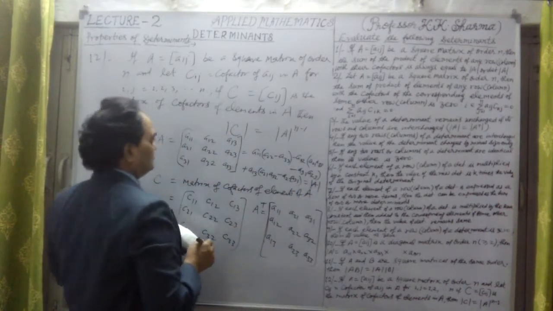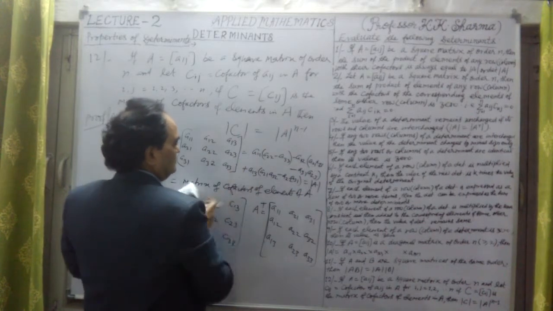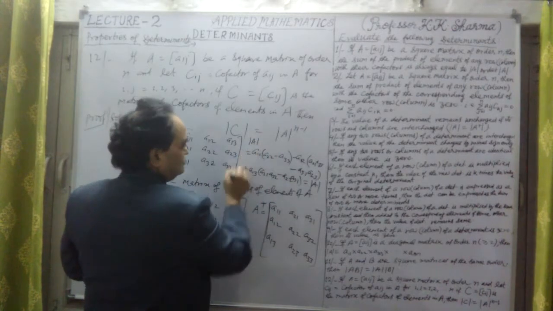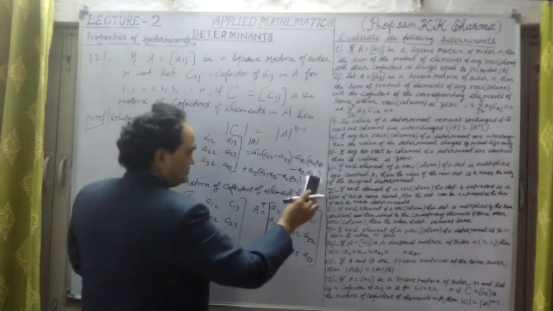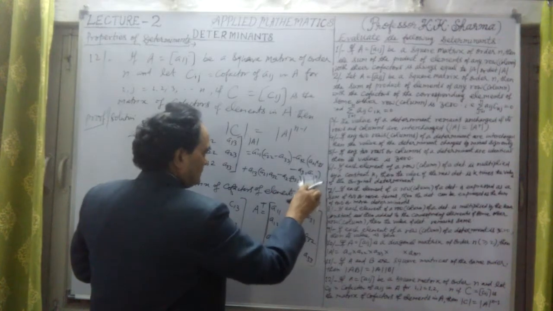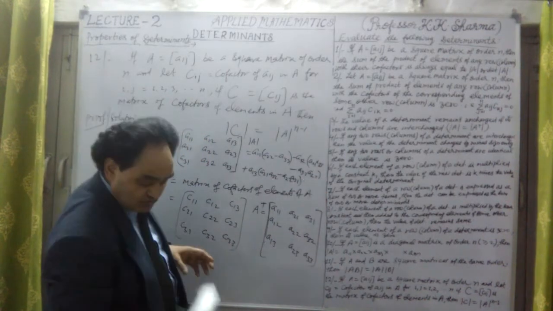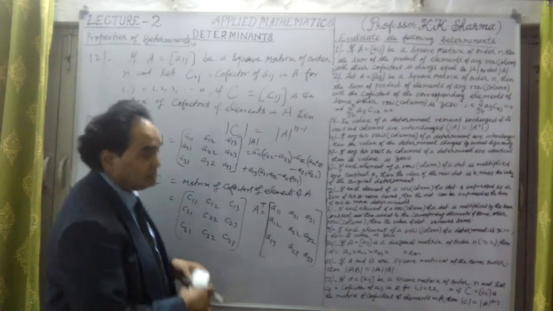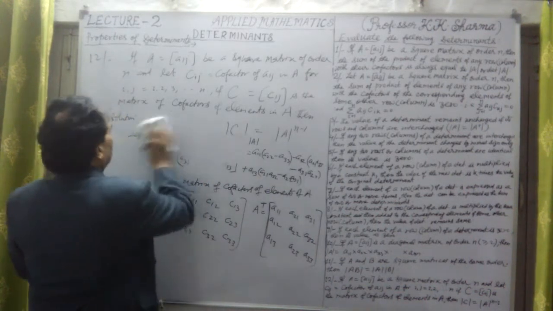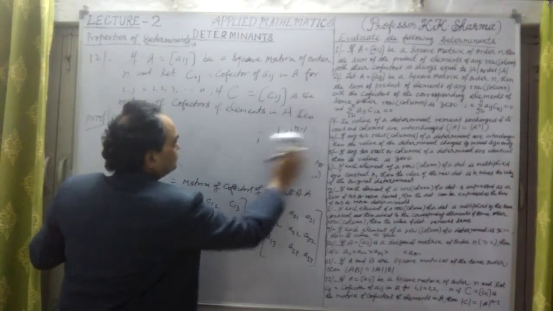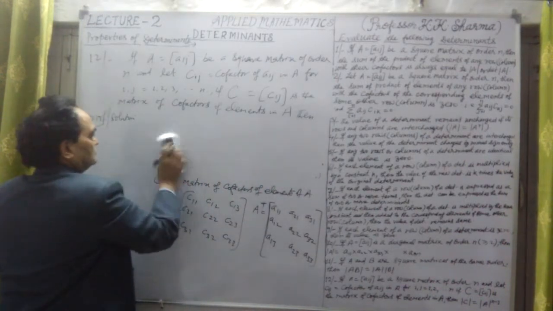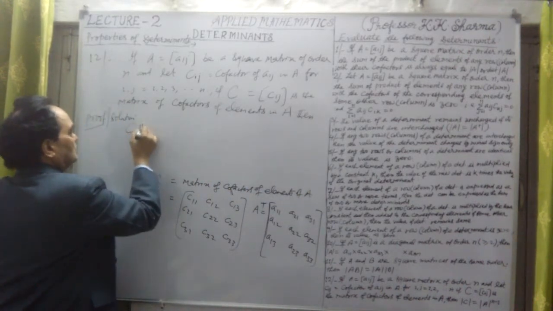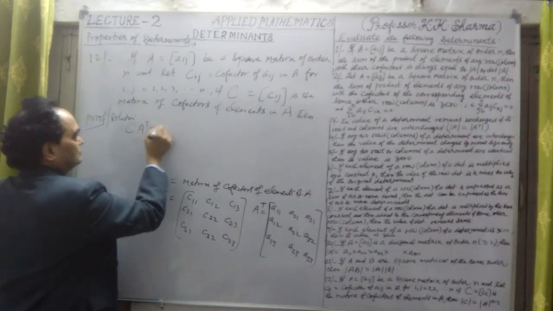Let me write here: determinant A is equal to this value. This is determinant A. Now, what is the multiplication of these two? C into A transpose. Let me write here and find out the multiplication of C into A transpose.